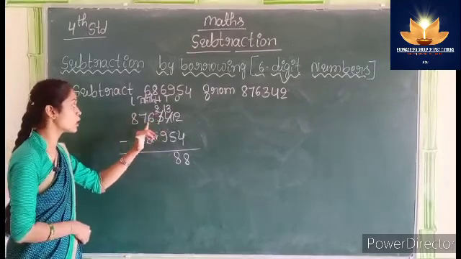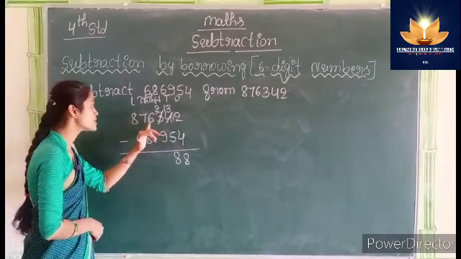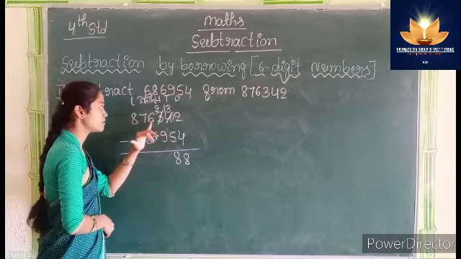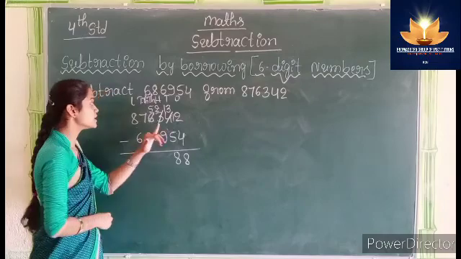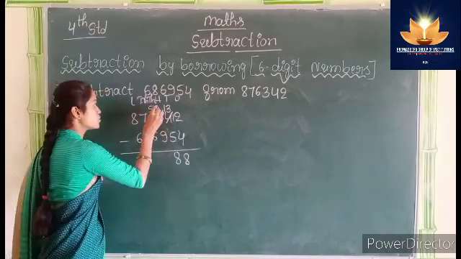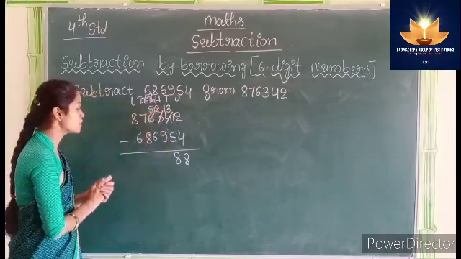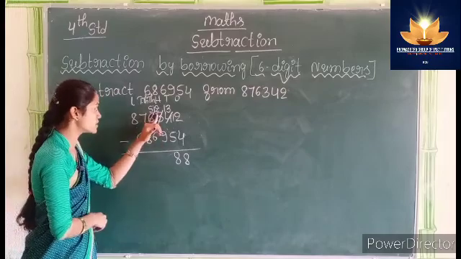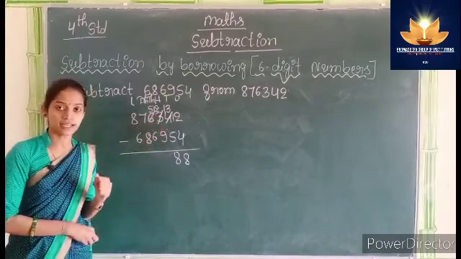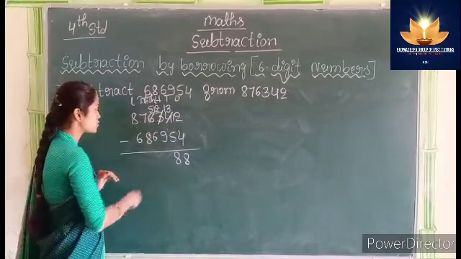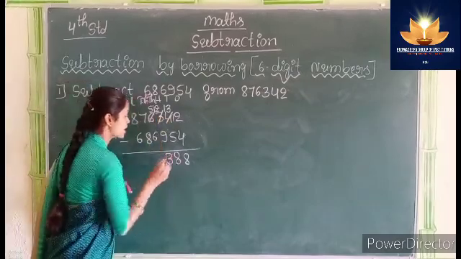That's why we have to borrow 1000 from this 6000. Then here we have left 5000. Here 2 hundreds become 12 hundreds. Subtract this 900 from this 12 hundreds. So 12 minus 9 that is 3 and that 3 should be written in this hundreds place.